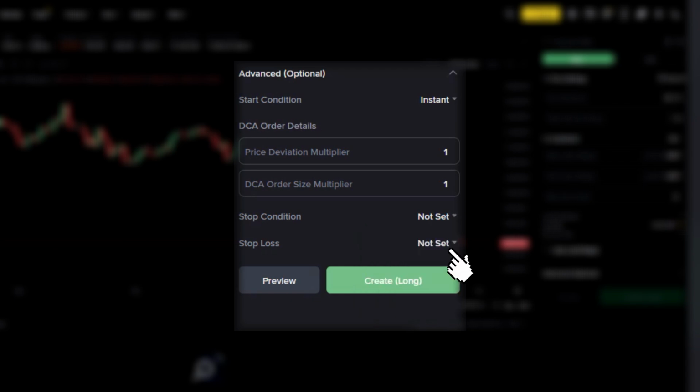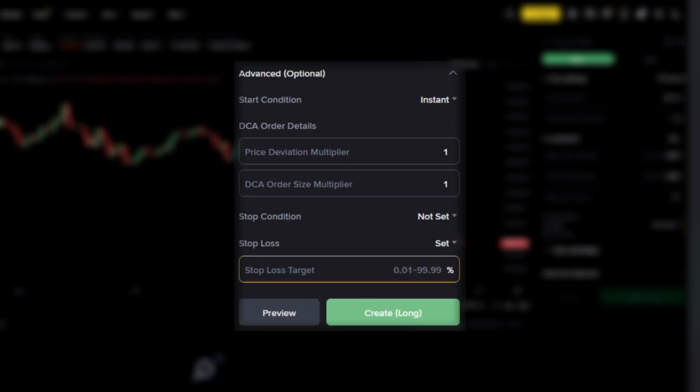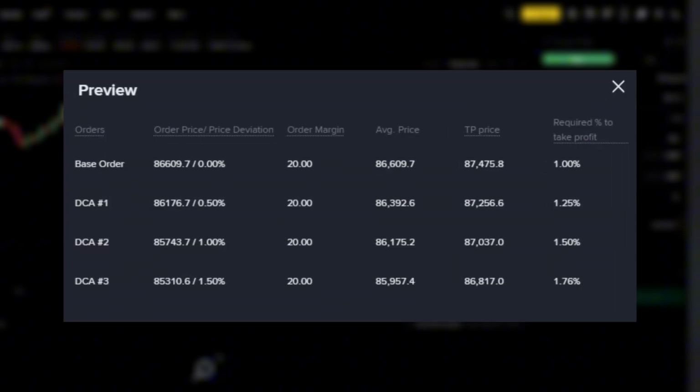Finally, we can set up a stop loss for our bot as a percentage target. The stop loss is calculated based on the entry price of each individual round. So if we set it at 10% for the long DCA bot, it will close the position if the price drops 10% below the entry price of a given round. Before you start the bot, you can also click the preview button and see the levels at which the bot will place DCA orders, the estimated average price and the take profit price.